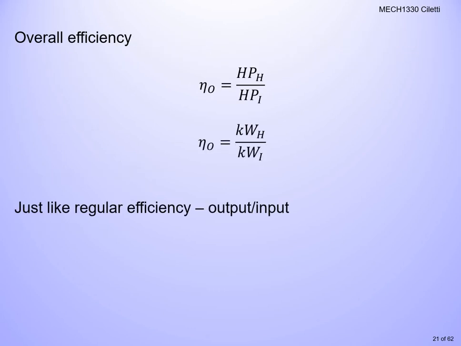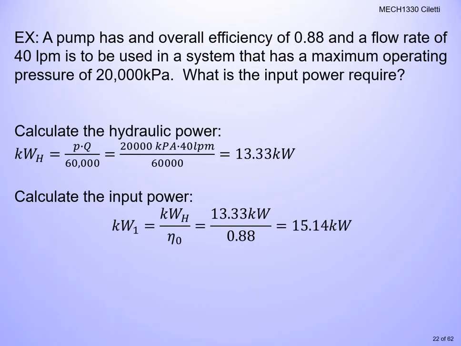Okay. If we want to talk about overall efficiency, it's just like what we talk about with everything else. Output over input. How much horsepower are we getting out versus how much horsepower we're putting in? How many kilowatts we're getting out over how many kilowatts we're putting in. So make sure you write those down. Okay, let's do an example here. A pump has an overall efficiency of 0.88. A flow rate of 40 liters per minute is used in a system that has a maximum operating pressure of 20,000 kPa. Please remember there's a K there. You've got to add 3 more zeros, so it's 20 million pascals. Okay, what's the input power required?